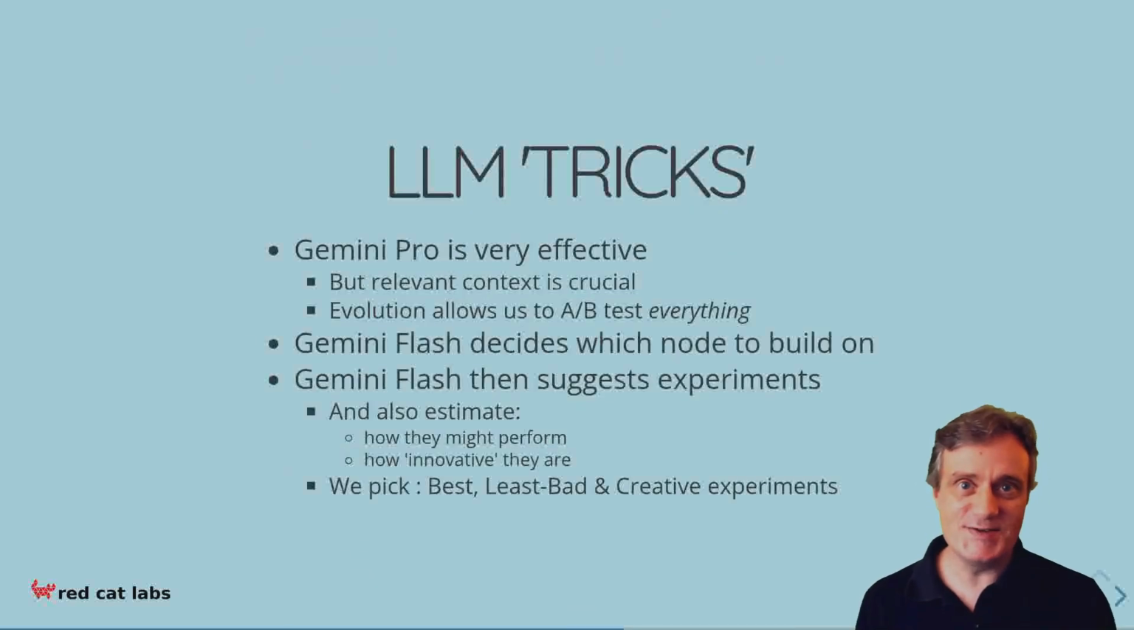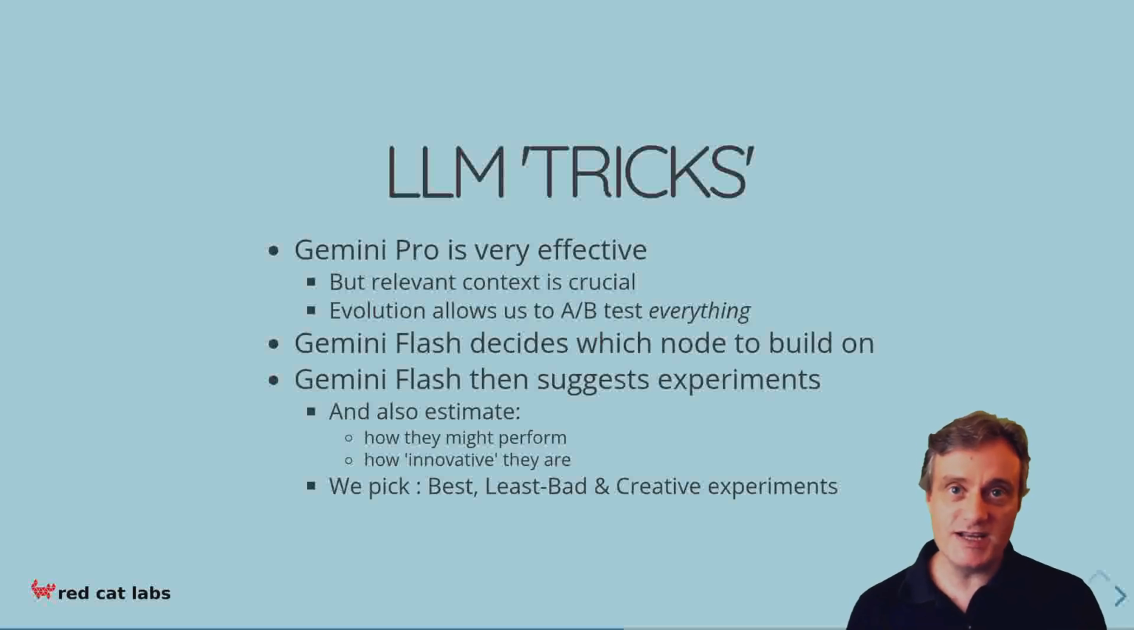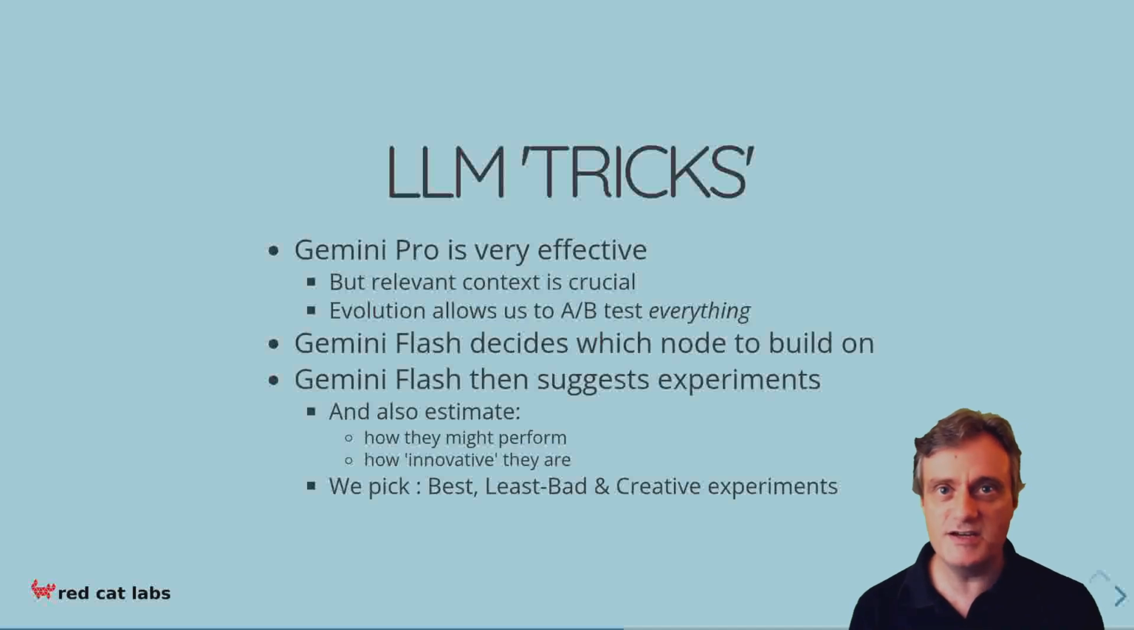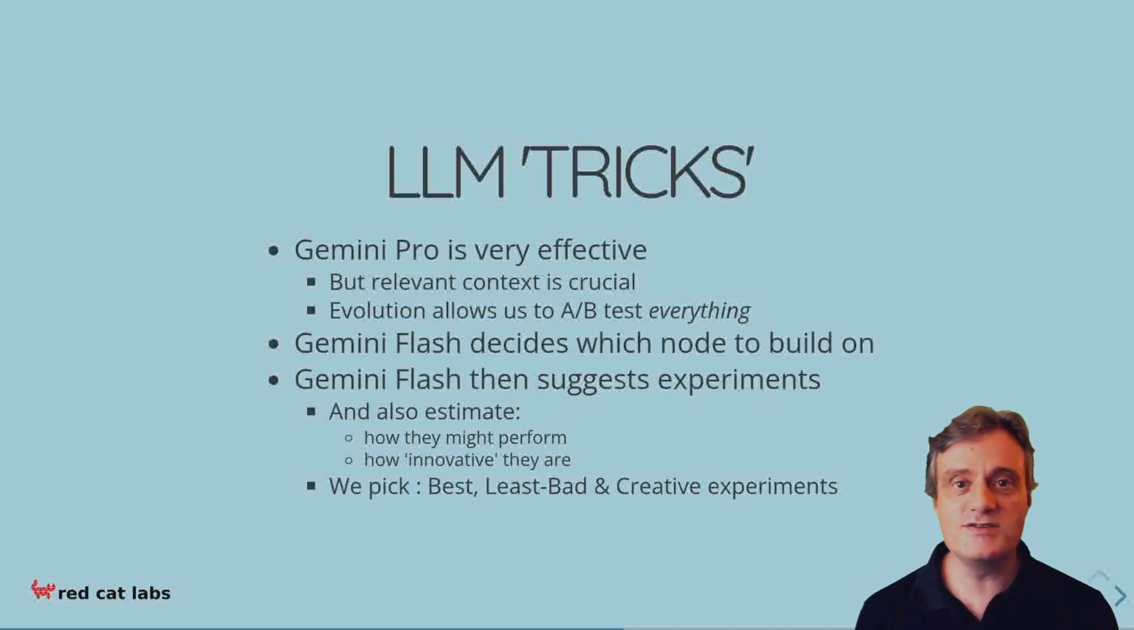In terms of tricks that we're using here, I found that Gemini Pro is very effective, but you've got to have very relevant context. That's absolutely crucial. And so we could also imagine having a scheme where Gemini Pro itself could suggest context that it needs and behave even more agentically than it is in this 3-step process so far. The other nice thing is there are evolutionary methods, which I'll talk about in later videos, which allow us to A/B test everything and just see what survives. And survival of the fittest means that the best methods will percolate to the top.